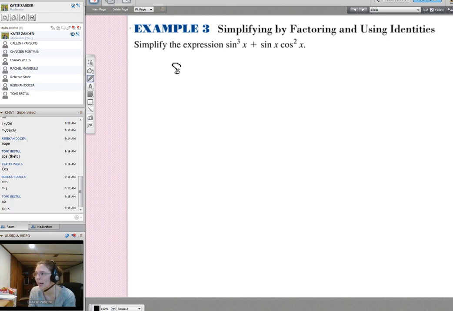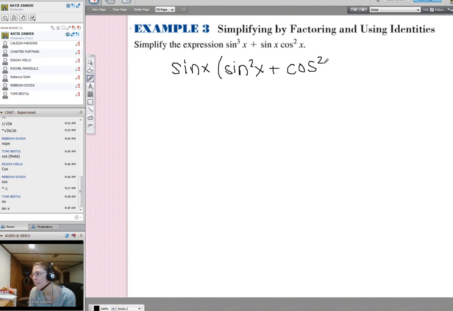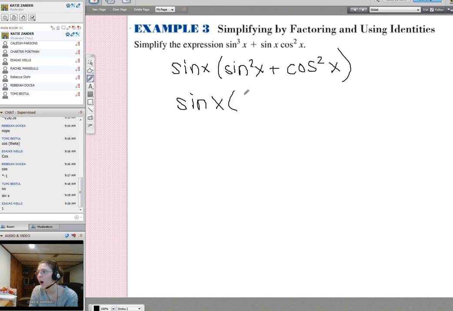We can take out a sine x. When I take out a sine x, I have a sine squared x plus a cosine squared x left. And hopefully, red flags are going up for that sine squared plus cosine squared, because that's the number one Pythagorean identity that we see. So what can I substitute sine squared x plus cosine squared x with? A 1, yeah. So anytime you have that sine squared x plus cosine squared x, remember that equals a 1.